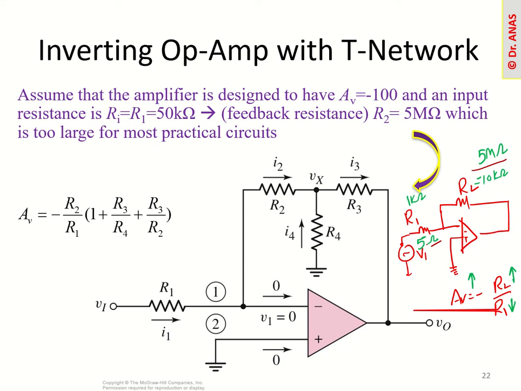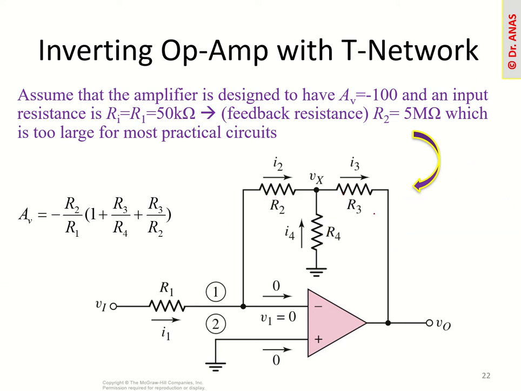The purpose of the T network is to get a higher gain with reasonable values of the resistances. So the T network looks like this: in the feedback network, instead of having only one resistance, we have three resistances. You can see here, it's like a T, so we have a T network here. So how can we get high gain? Now let's have a look at that.